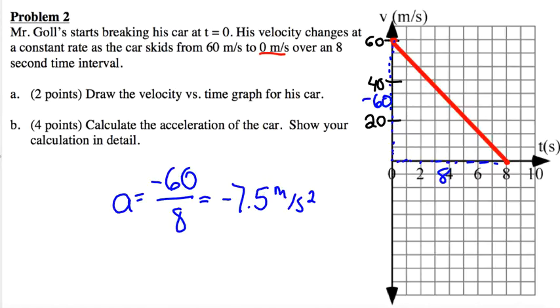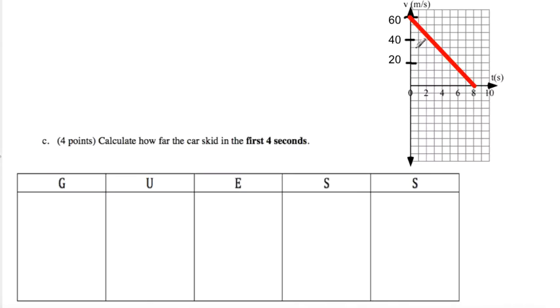Alright, now our last part. So here's that graph we just made. Part C says, how far did the car skid in the first 4 seconds? Alright, they're asking how far. That's delta x. Let's keep that in mind. Alright, so you might like to use the GUESS method for this problem because it's an equation type problem. So let's write down what we know, givens.